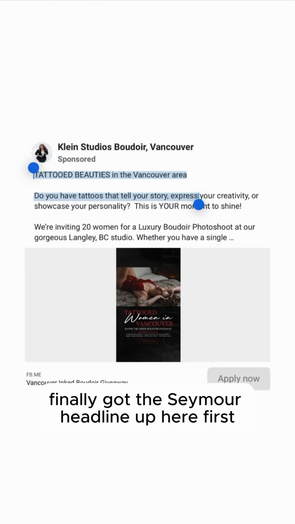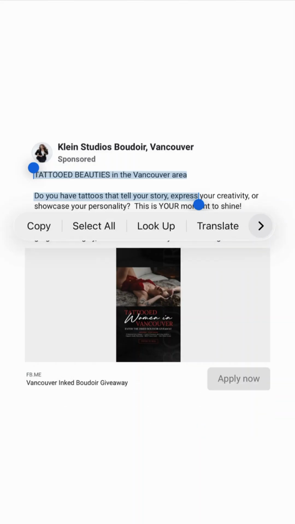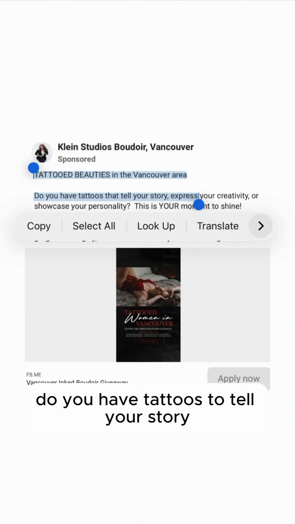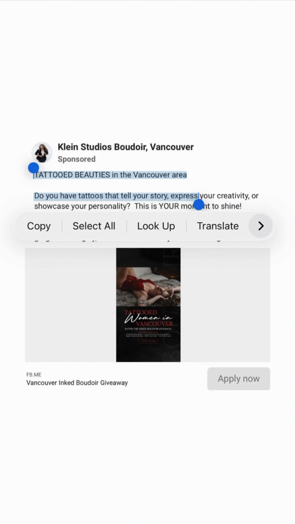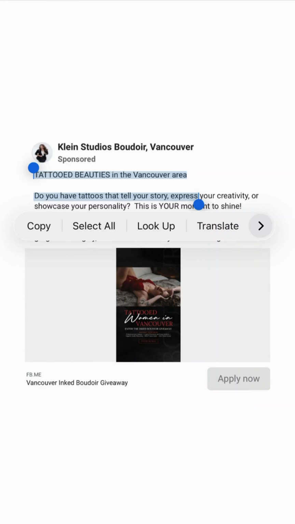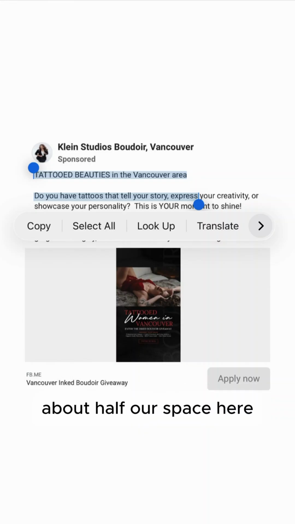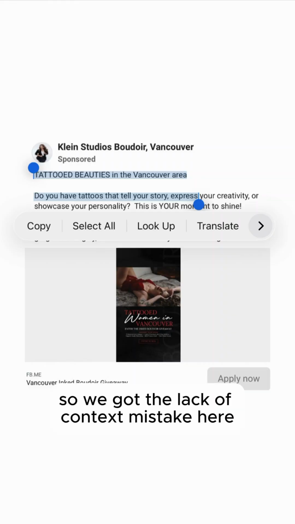Finally, got the See More headline up here. First 2 3/4 lines, Facebook mobile news feed. Tattooed beauties in the Vancouver area. Do you have tattoos that tell your story? All right, that is nice and specific. But we're literally wasting more than about half our space here because it's blank. So we got the lack of context mistake here.